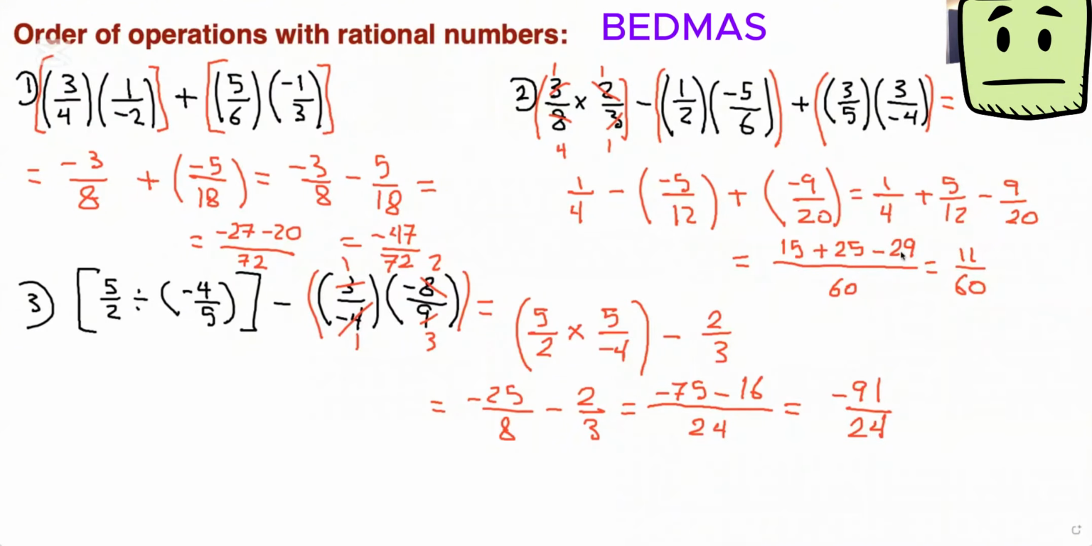So I just noticed a mistake that I made here. 60 divided by 20 is 3. 3 times 9 is 27, not 29. So I'm going to fix this. So it is 27. Oops. And that will make this answer 13/60.